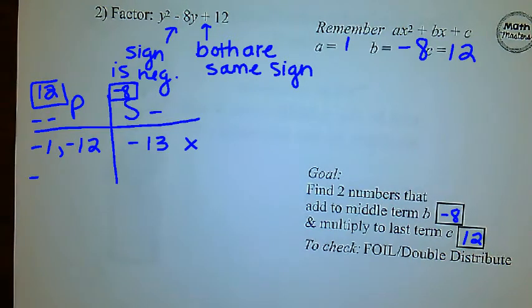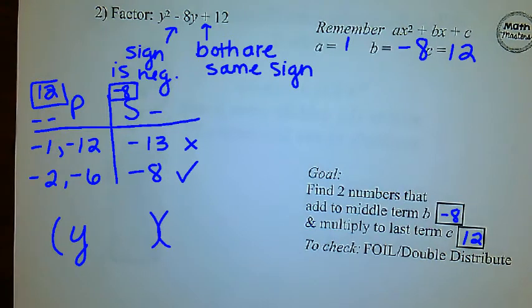Negative 2 and negative 6 would come next. That's negative 8, so that works. All right, so again, now I'm going to put my two parentheses. Now they're both going to be a y. Both are negative. And then it does not matter if you put 2 or 6 next, you will get the same thing every time.